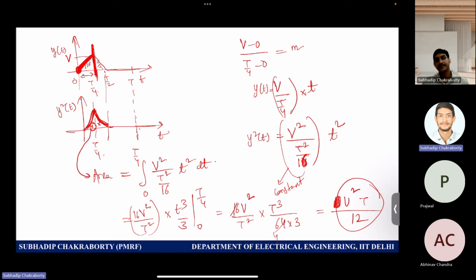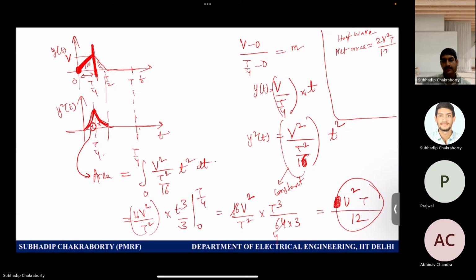Now I am doing for half wave. So half wave means what? How much area will I get? 2 times of this. So I am writing here for half wave. What is the net area? 2 times V square T by 12. Yes, sir. Mean over one time period is 2 times V square by 12, which is V square by 6. Now you need to root for RMS. V by root 3? V by, is it root 3? Root 6.